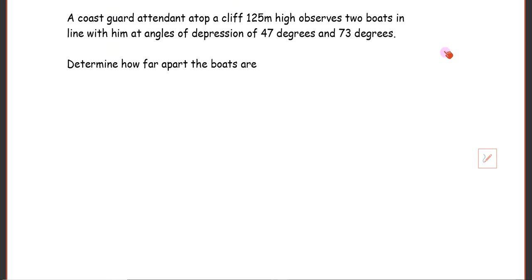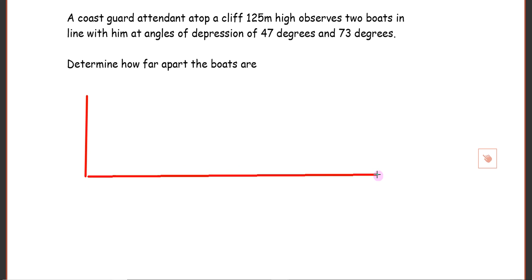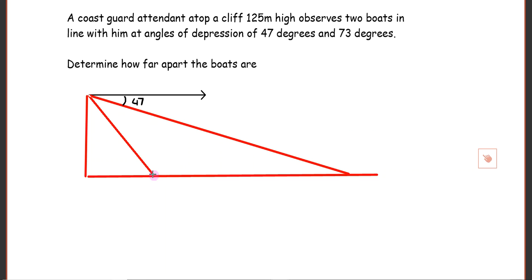This one was alright, I think, generally. Draw a little diagram. Coast guards. In line with him just meant they're not staggered out in the water. So generally, most people are happy enough to know that they're looking out. The angles that we are dealing with are angles of depression of 47. So out of that point, that angle there would be 47. And then the next one would be an angle of 73.